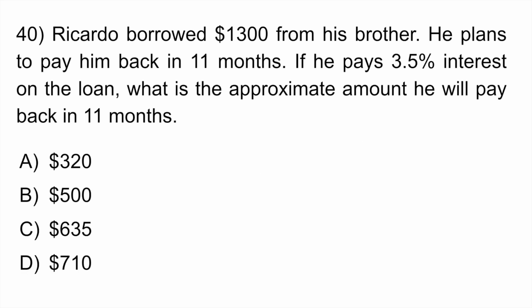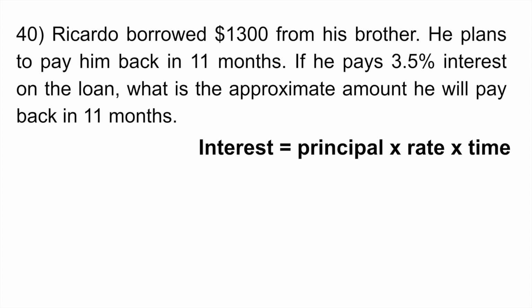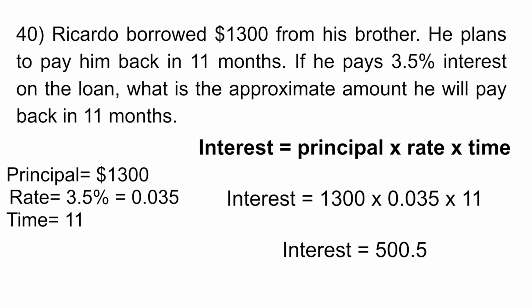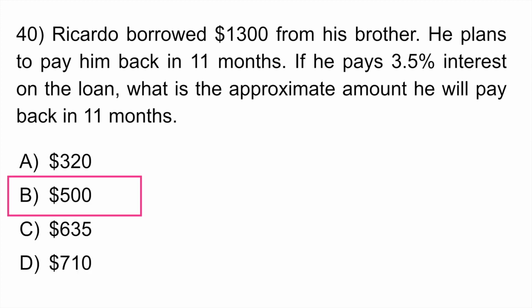All right, we'll do another one just because I messed up that previous one. So it says, Ricardo borrowed $1,300 from his brother. He plans to pay him back in 11 months. If he pays 3.5% interest on the loan, what is the approximate amount he will pay back in 11 months? So again, remember, just drill this formula into your head. Interest is equal to principal times rate times time. What is the principal? 1,300. What is the rate? 3.5%, which is 0.035 in decimals. And the time that he's going to borrow, 11 months. So all you do is plug those numbers into your equation. That gives you about $500 that he's going to pay back in interest. Option B.